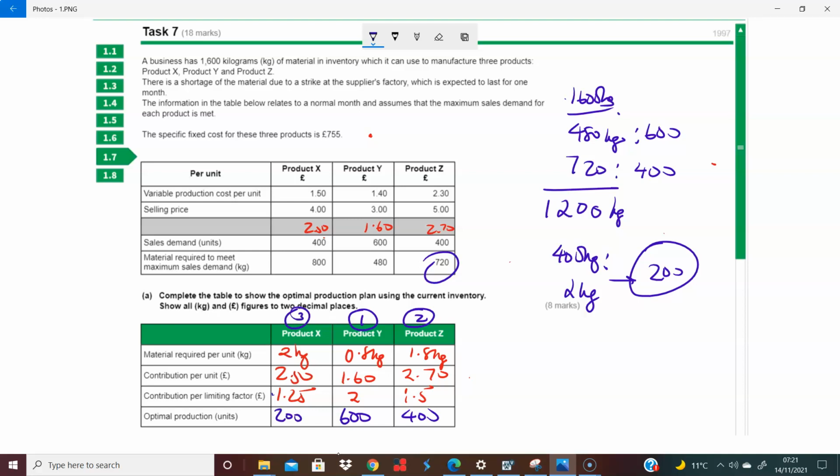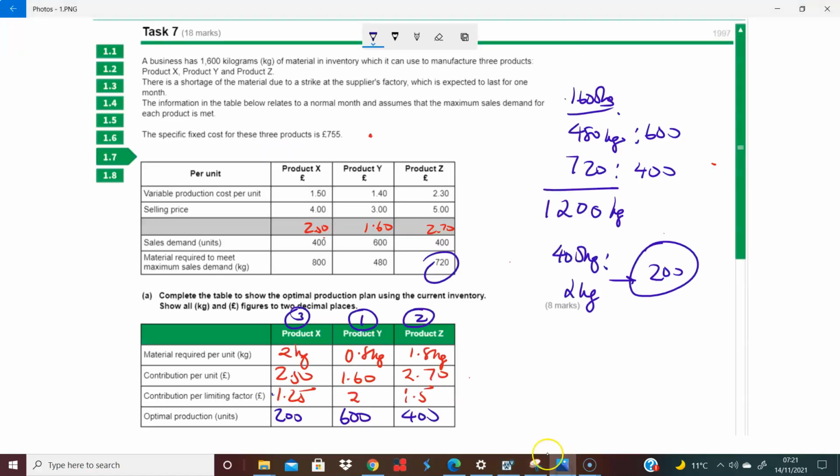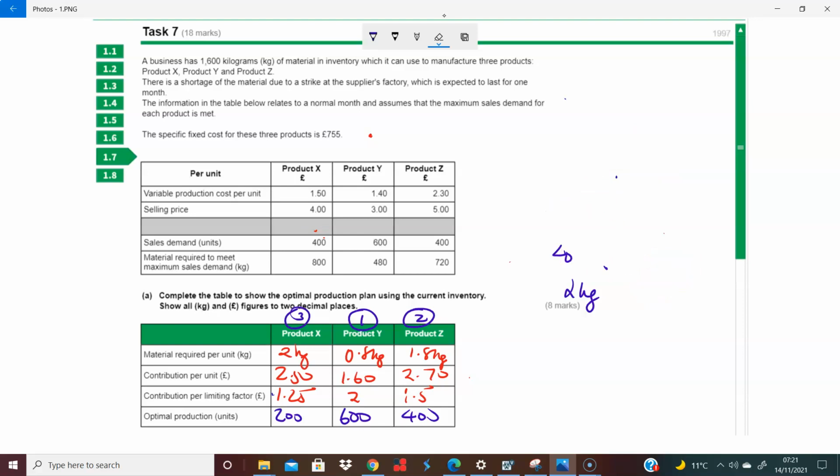The next question goes on to ask us to assess the maximum profit. So I'm just going to come back here and give myself some space to do that. Just clean up everything again. And I have the contribution for each, for how this works, don't I?